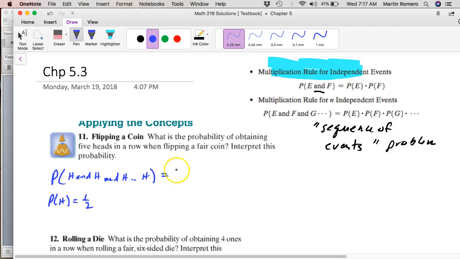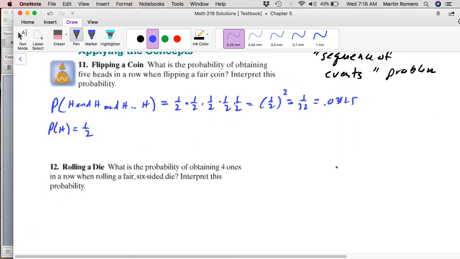And so to solve that, it just becomes the product of 1/2 five times, or you may see us use exponents in this case. And so the answer in this problem is 1/2 to the power of 5. That's 1/32. And then if you want a decimal answer for that, you get 0.03125. So that would be unusual to get 5 heads in a row. That's number 11. Moving on to number 12.